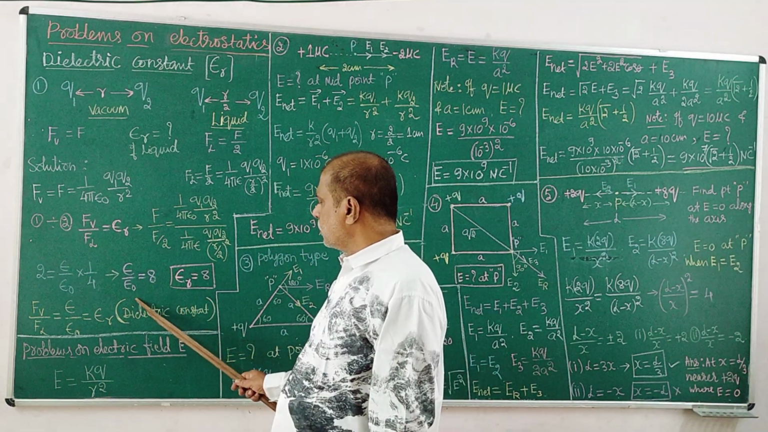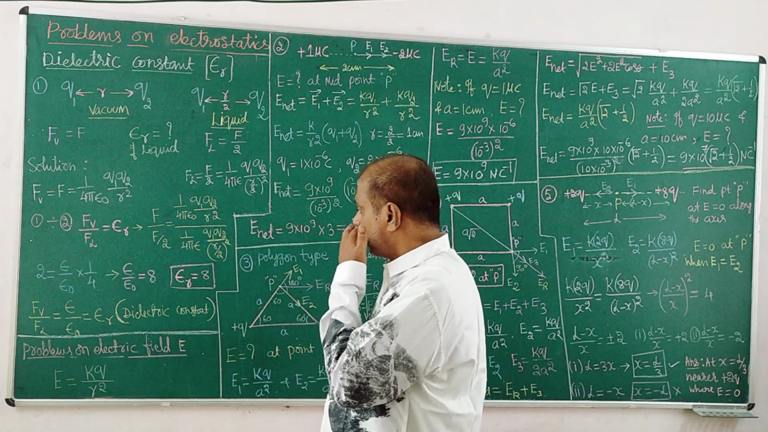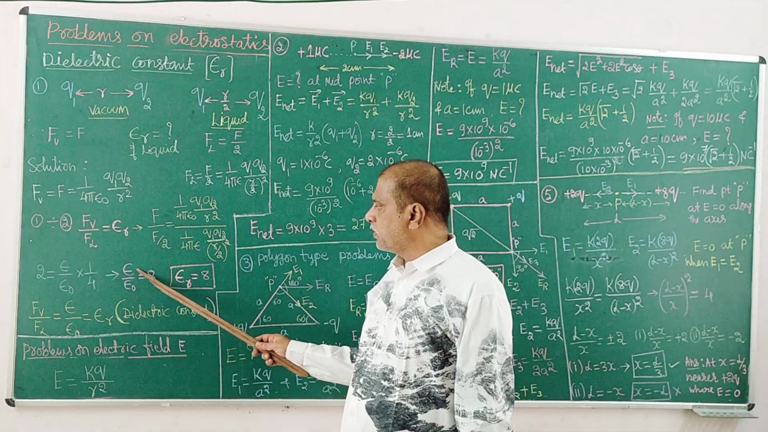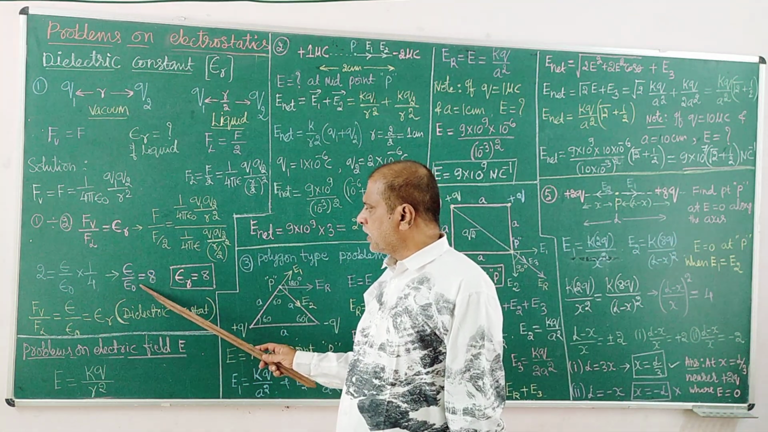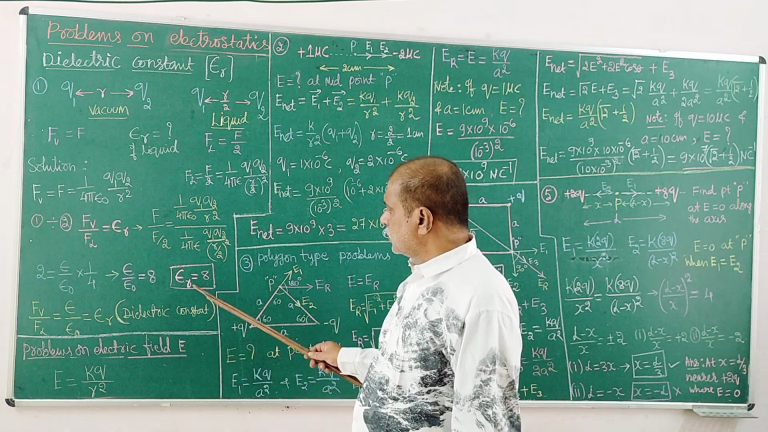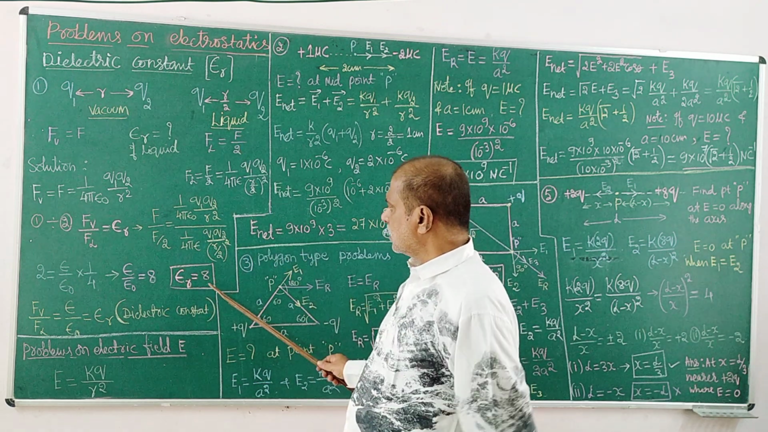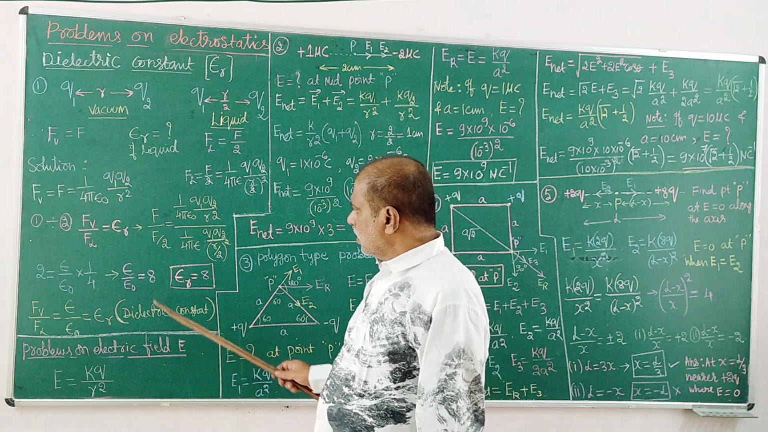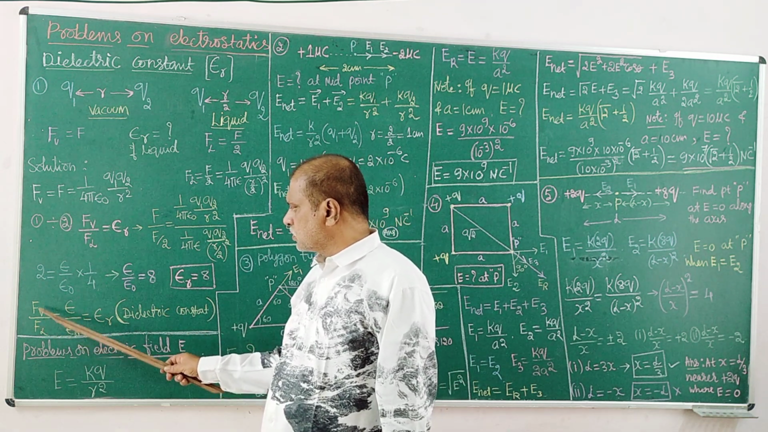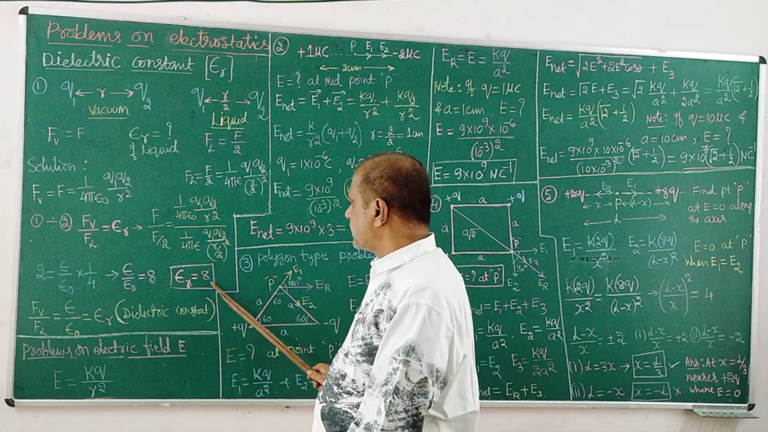This ratio is called the dielectric constant of the material, the relative permittivity. That is the permittivity of the material divided by the permittivity of free space. So this relative permittivity is 8 for this liquid. Epsilon by epsilon naught means force in vacuum divided by force in liquid. So this ratio is 8.